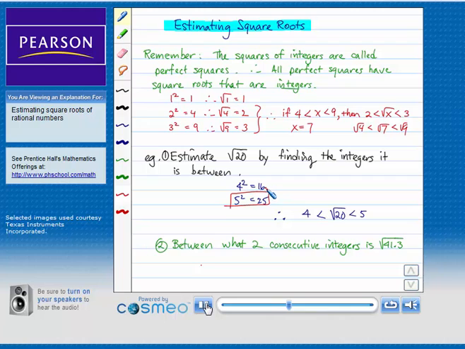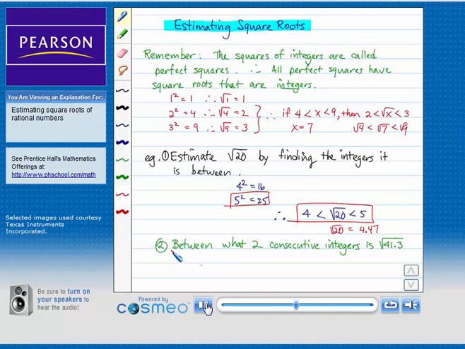Since 20 is greater than 16, then I know that the square root of 20 has to be greater than 4. So by finding perfect squares on either side of 20, I'll be able to determine that the square root of 20 is a number that's between 4 and 5. It's greater than 4, but it's less than 5. In fact, if you approximate it on your calculator, you'll find that the square root of 20 to the nearest 100th is equal to 4.47. So it's pretty close to halfway between 4 and 5.